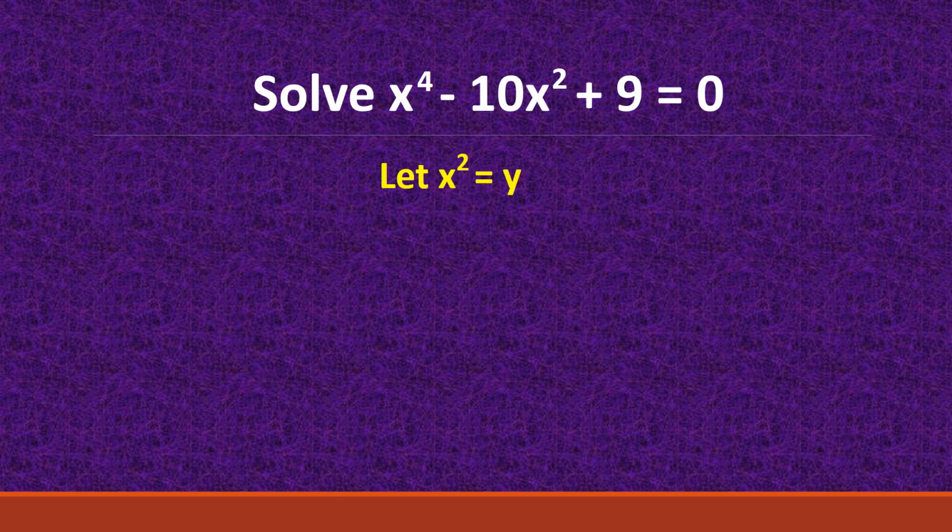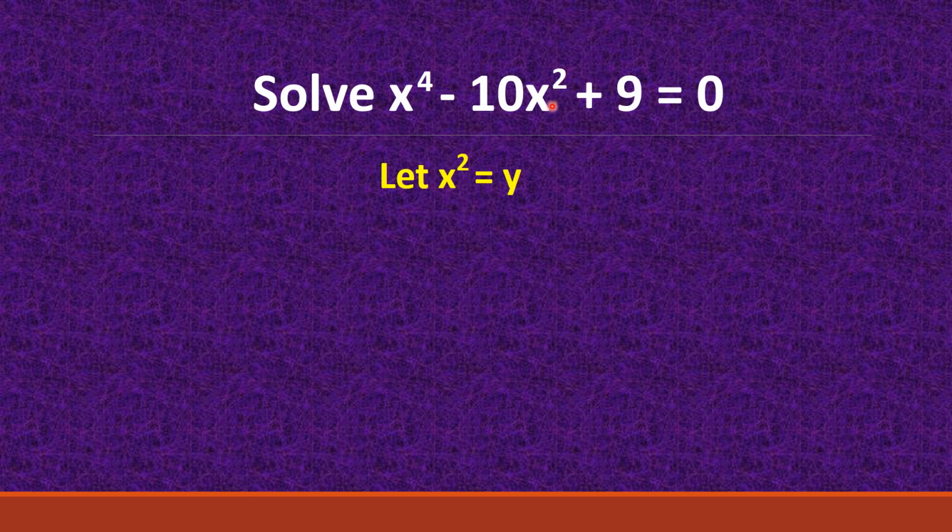Now, let us try to solve a problem. The question is x raised to 4 minus 10x square plus 9 is equal to 0. This is not in the quadratic equation form. Quadratic equation form is ax square plus bx plus c is equal to 0. So, here instead of x raised to 4, there must be x square. And here instead of x square, there must be x. Only then it can be in quadratic equation form.